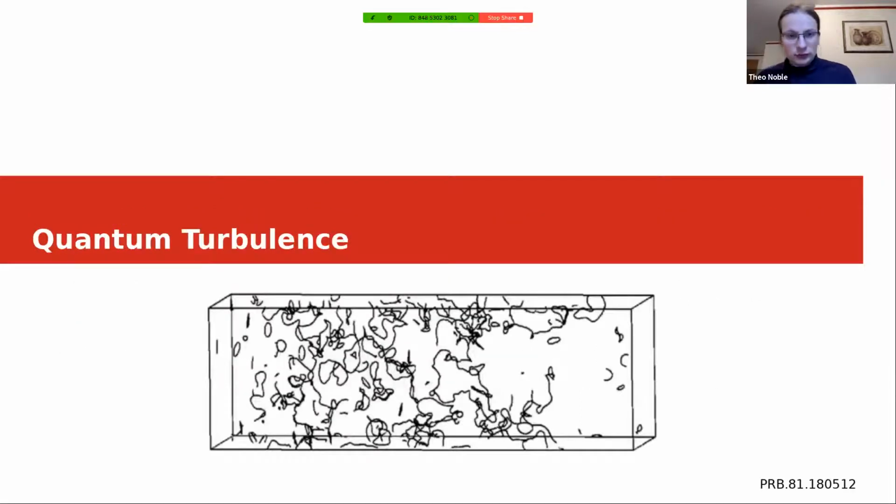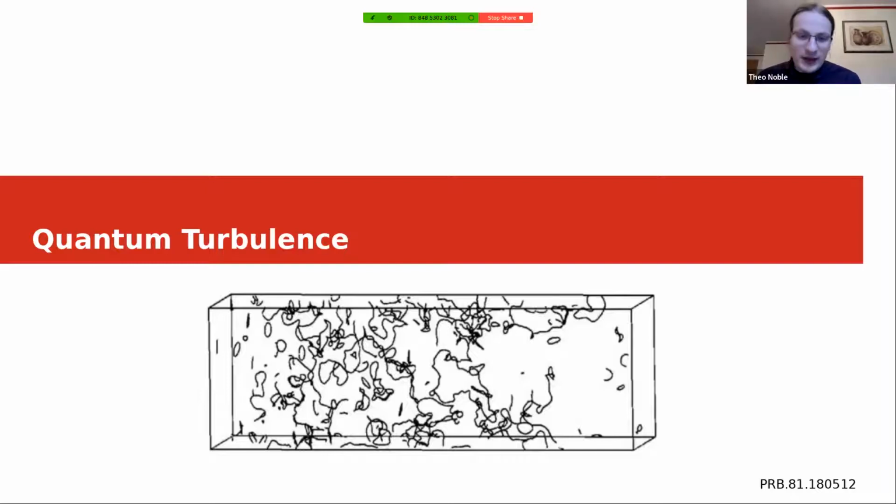So first of all, I'm going to introduce you all to quantum turbulence real quickly to make sure we're all on the same page. What you're seeing here is a little result of a simulation of quantum turbulence, quite similar to the stuff that Nick was just showing us. And you can see the many vortex rings and vortex lines interacting with each other.